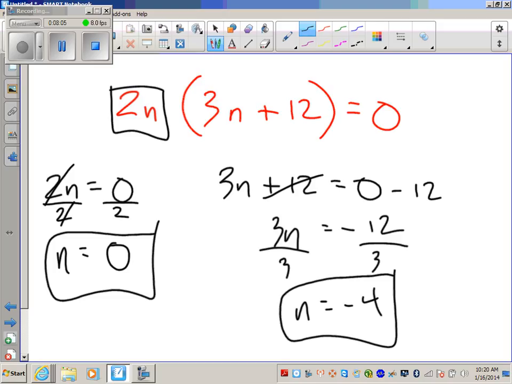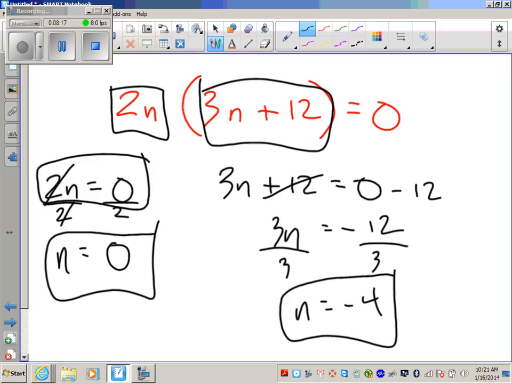If there's two separate ones, like here, there's one on the outside, one on the inside. Take this one on the outside, have it equal 0, solve it. Take this on the inside, have it equal 0, solve it. Just like you're doing two different problems that equal 0 to find out what n equals in each case.